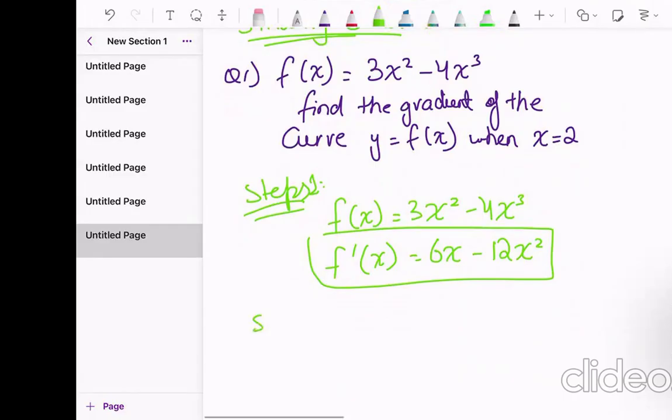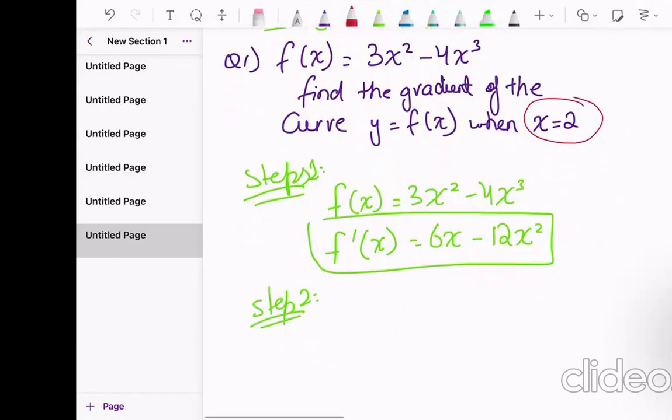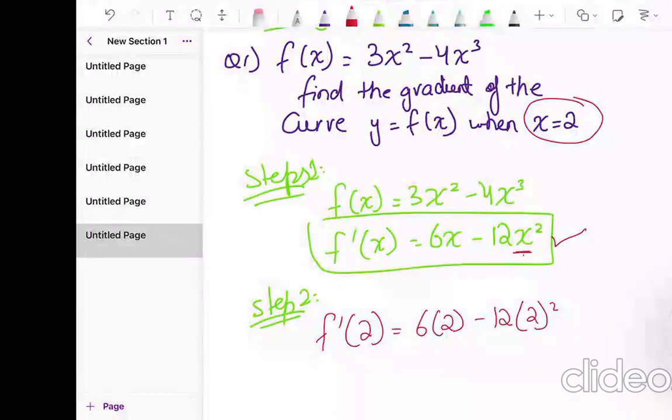Now step number 2 is to find the gradient. They will give you a value of x or y. So they have given x equal to 2. What we need to do is put the value of x in the differentiation equation. So we have to put 2 in the differentiation value. I will replace x by 2. As you see, this is x squared, so I will write 2 squared here.